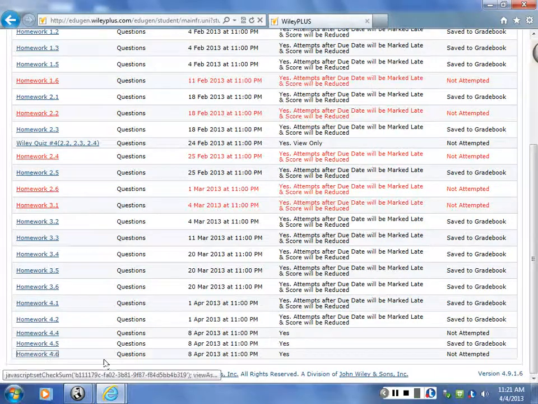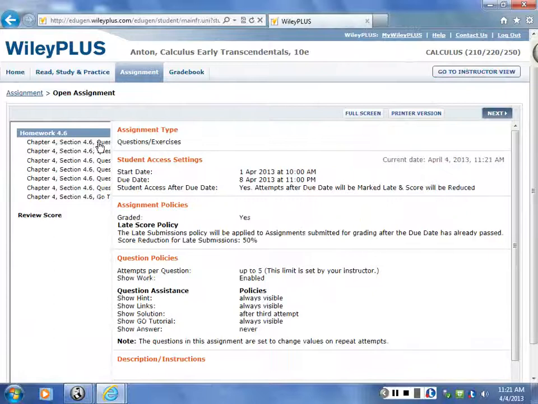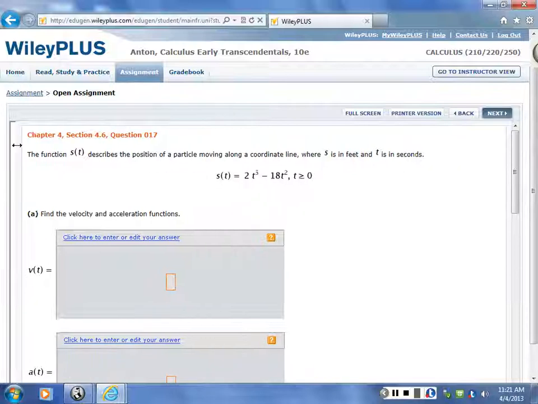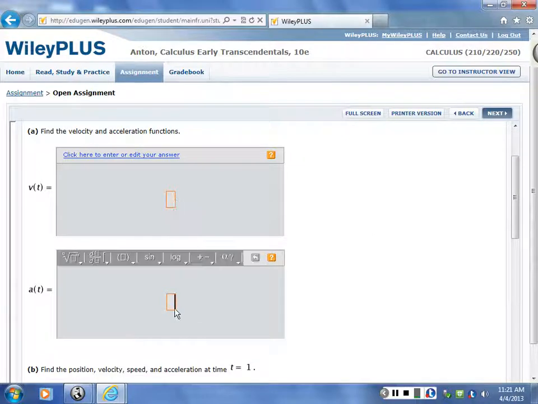Okay, this is 4.6. Let's look at this example. This would be very similar to one that you would have on your exam coming up. I gave you a position versus time curve, and I asked you to find velocity and find acceleration.